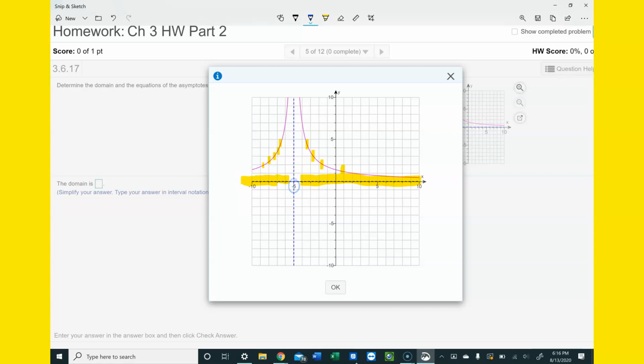So the domain is x is everything but negative 5. X is not equal to negative 5. Now, as an interval, we've already gone over how to say that. Negative infinity to negative 5, union negative 5 to infinity with parentheses. The equation of the asymptote, the equation of this line right here, is x equals negative 5. That's the equation of the asymptote.